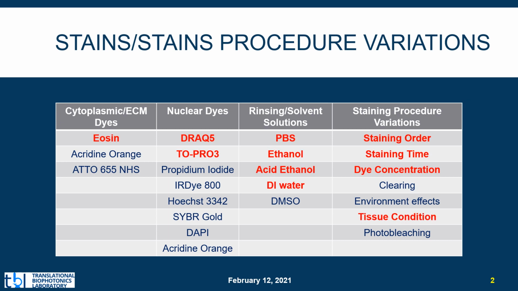In this work, we set up an experiment using eosin, DRAQ5, and TO-PRO-3 as stains, as well as PBS, ethanol, acid ethanol, and DI water as rinsing solutions. We also quantified the effects of dye concentration, staining time, and tissue condition, in particular tissue pH. In further studies, we will add more stains, primarily SYBR Gold, and look into the effects of staining order and photobleaching.